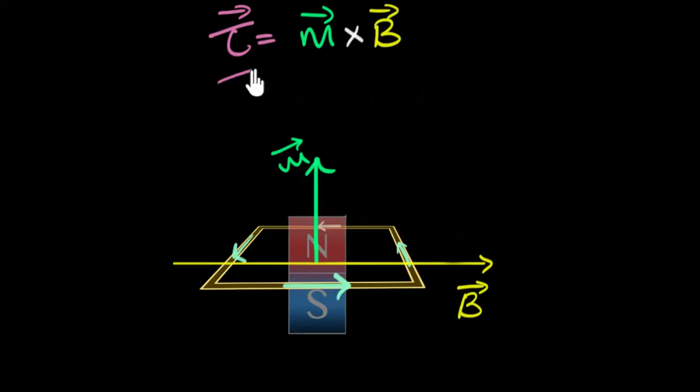So if you look at the magnitude, the magnitude of tau would be equal to the magnitude of m times B times, for a cross product, there's a sine. So there'll be times sine of the angle between m and B. And if we call that angle theta, it'll be sine theta.